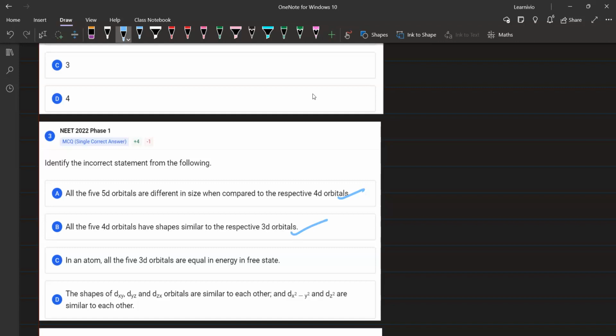This is true. In an atom, all 5 3D orbitals are equal in energy in free state. That is also true because they are degenerate. The shapes of dxy, dyz, dzx orbitals are similar to each other, and dx square minus y square and dz square are similar to each other. No, dx square minus y square and dz square are not similar to each other. That's why D option will be correct. The D option is the incorrect statement, so the option D is correct.